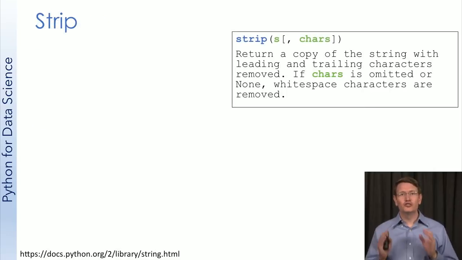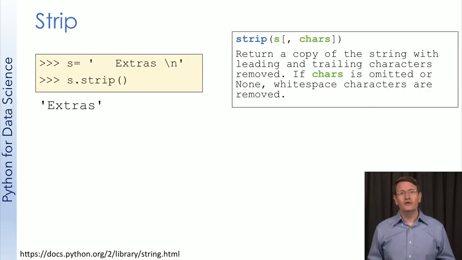The next function, strip, is incredibly valuable in data science. You'll often find you have useless white space, like spaces or new lines, around values that you want to use for analysis. To get rid of those spaces, you can use strip like in this example. Here, strip gets rid of the new line and the spaces before and after the word extras.